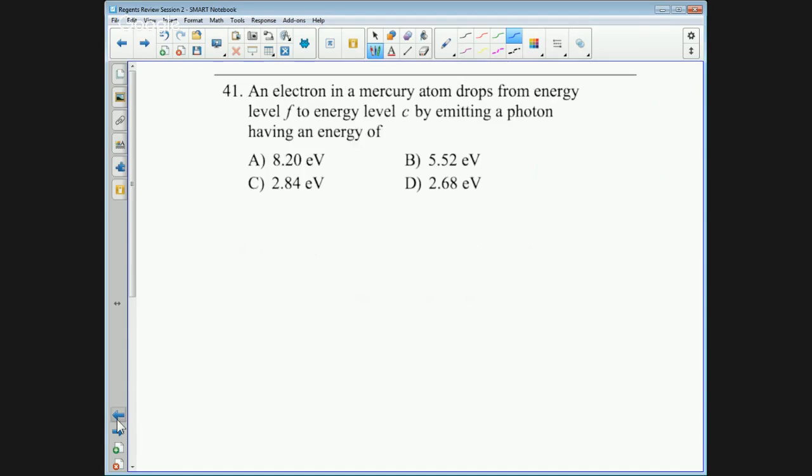Moving on, 41. An electron in a mercury atom drops from energy level F to energy level C by emitting a photon having what energy? So we're in the mercury atom, on page 3 of your reference table. Energy level F has an energy associated with it of 2.68 electron volts, and for energy level C, that energy is 5.52 electron volts.